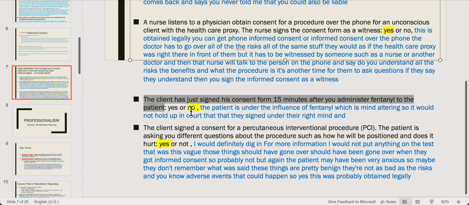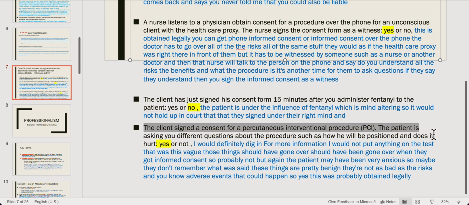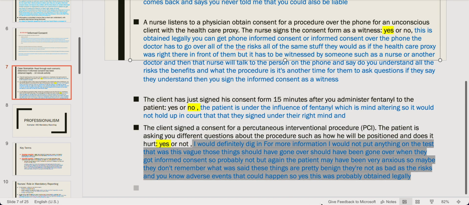The client has just signed his consent form 15 minutes after you administer fentanyl to the patient. No, the patient is under the influence of fentanyl, which is mind-altering, so it would not hold up in court that they signed in their right mind.